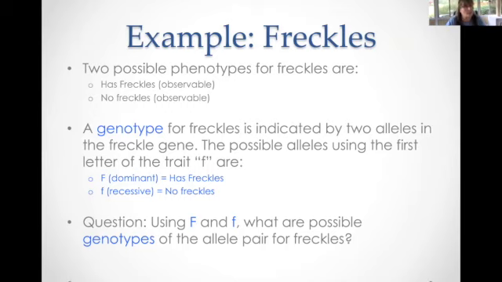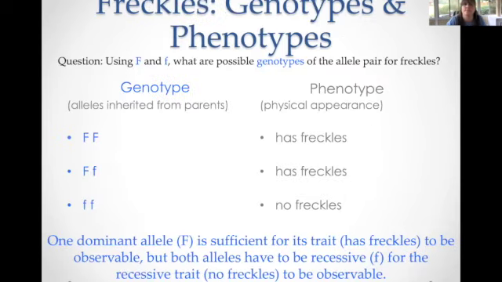So a capital F is the dominant letter. That means they have freckles because having freckles is a dominant trait. Then we will have a little f to represent not having freckles. So now, using the big F and the little f, we are going to look at the possible genotypes, so the letters of a pair for freckles.